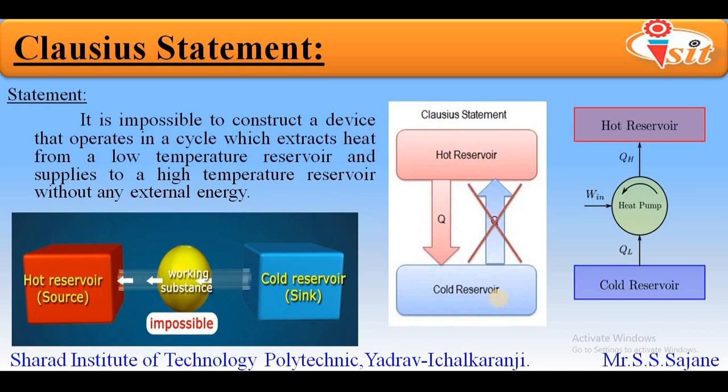Again, in the third diagram we can see how this possible system can be represented in the form of schematic diagram. So again, here we have a hot reservoir and cold reservoir, and in between these two reservoirs a heat pump is placed. So heat pump is a device which will take input work, and then it will transfer the heat from cold reservoir to hot reservoir. So this is the possible system diagram, because here we are providing some external energy to the heat pump, and as a result of this it will transfer the heat from cold reservoir to hot reservoir.